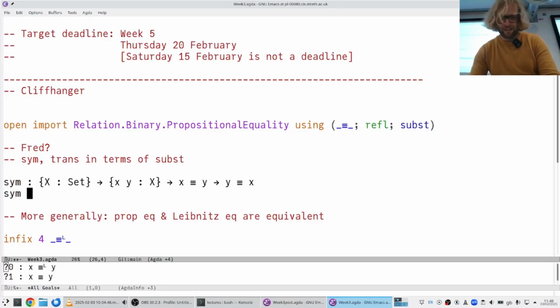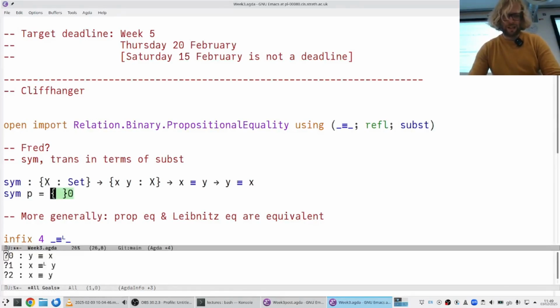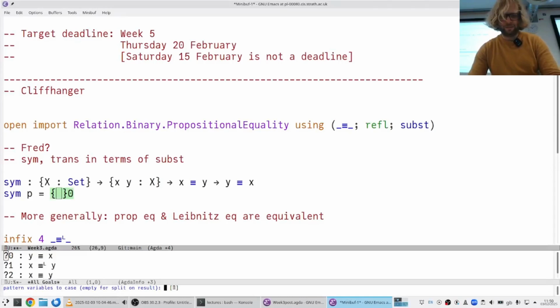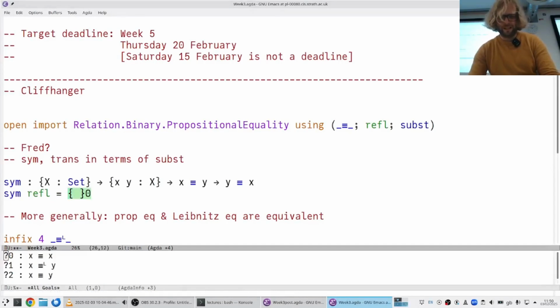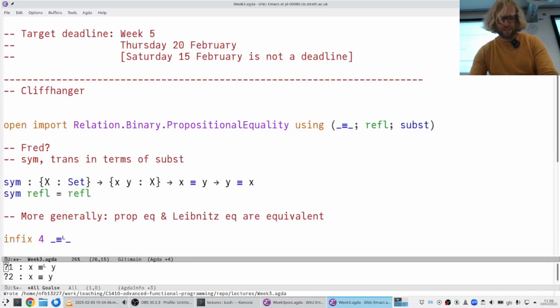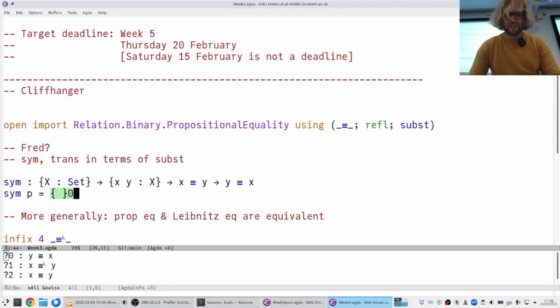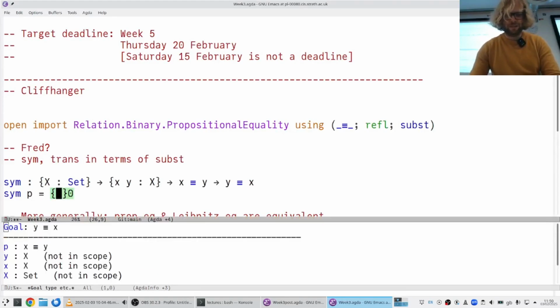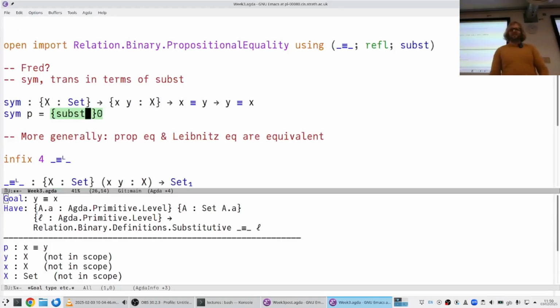Right, so let's do this slowly. If all I wanted to do was implement sym, then I would normally just pattern match on this P to see what it would possibly be, right? And if it's refl, then I see that my goal is easy and I'm done. But if I don't want to do that because I'm interested in how things fit together, then I could try to do this in terms of subst, which if I just ask for the type, you get something horrible from the standard library.